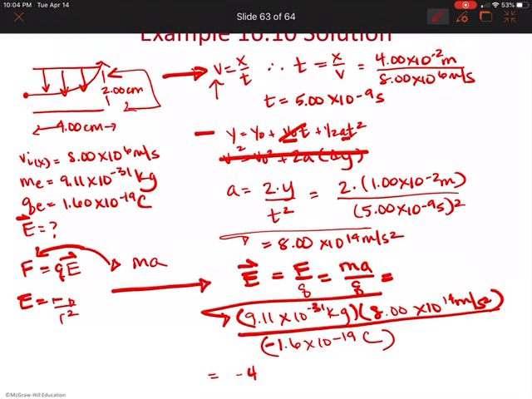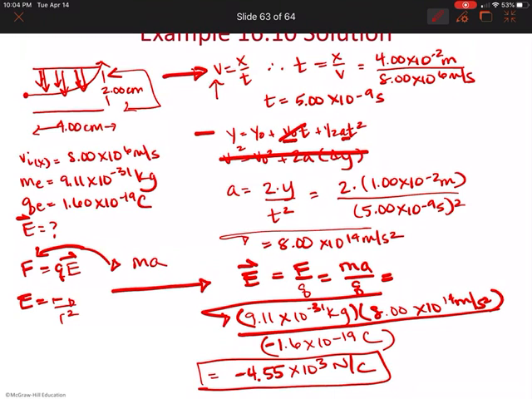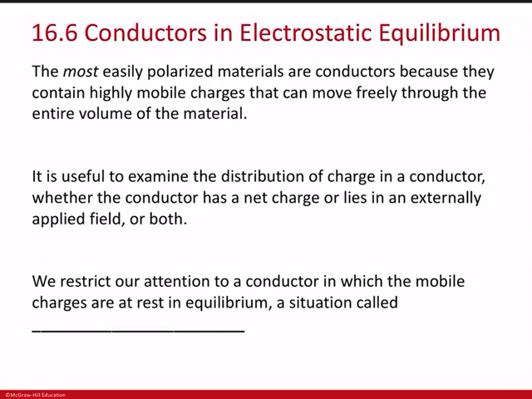You should get that this is, oh, and this is a negative, by the way, because it's an electron. So this got 4.55 times 10 to the third newtons per coulomb. And that negative also is saying what's the magnitude of the electric field. Well, which direction is the vector going up here? These vectors up here are going down. Okay, so again, that tells you the direction. All right, so that's example 16.10.